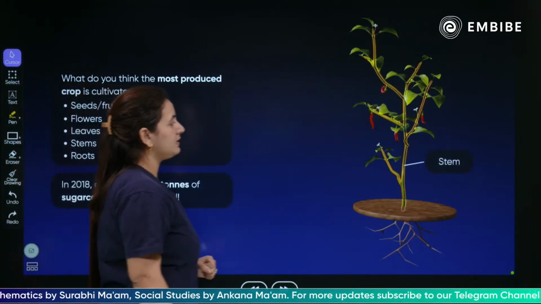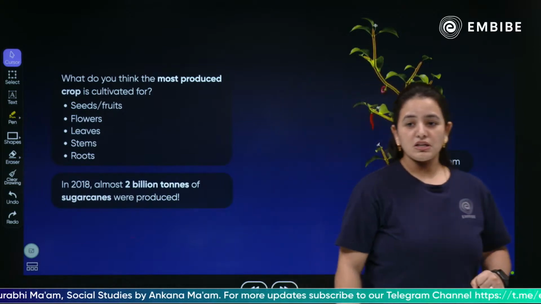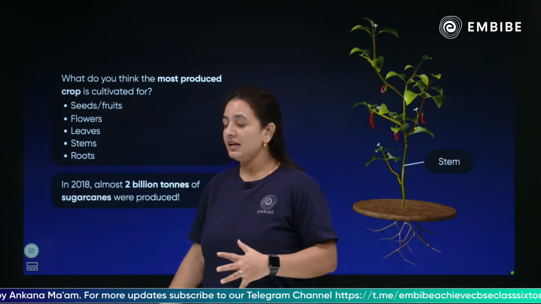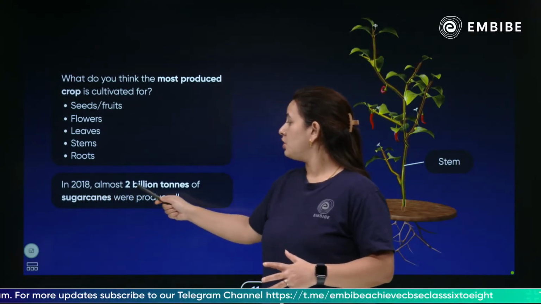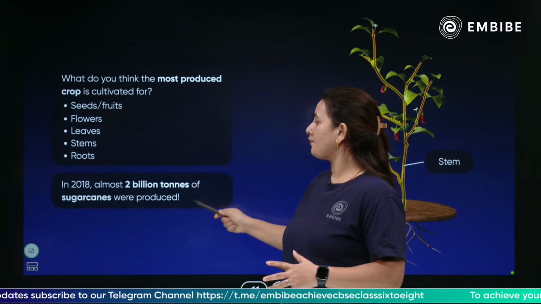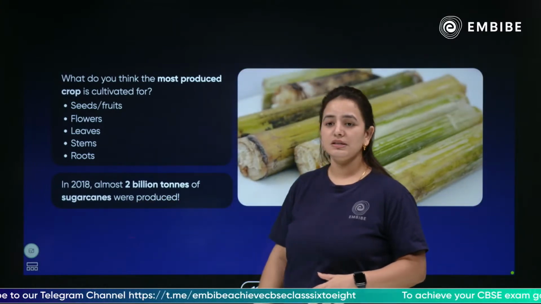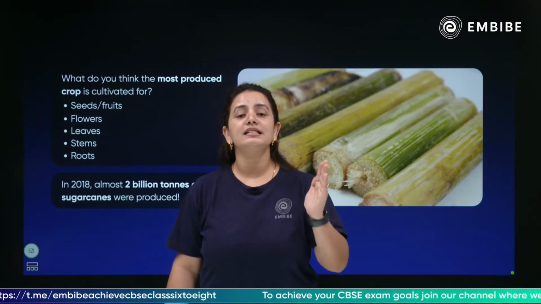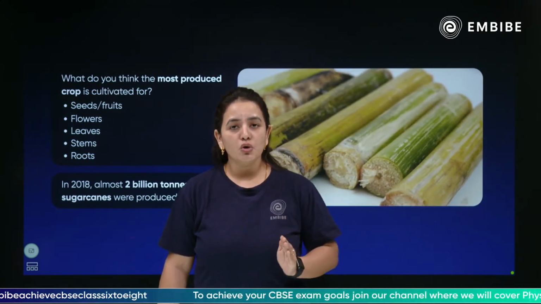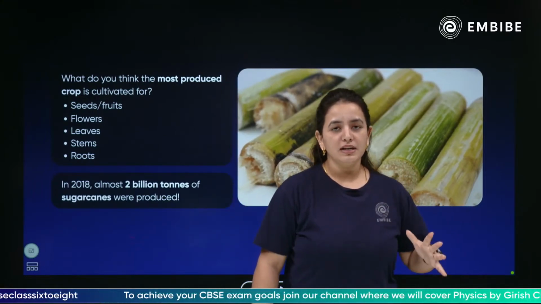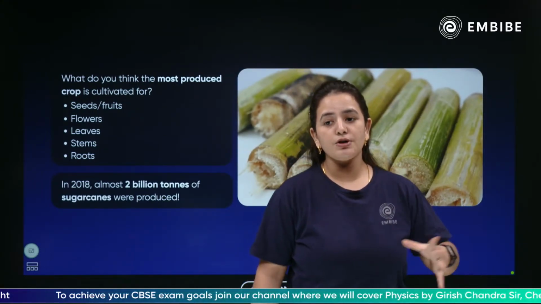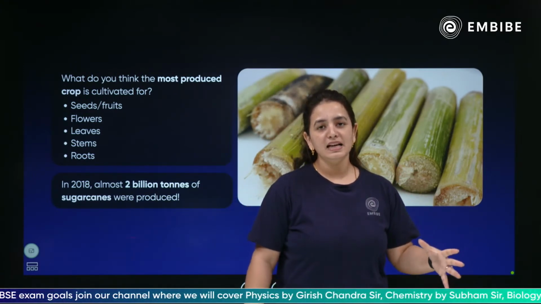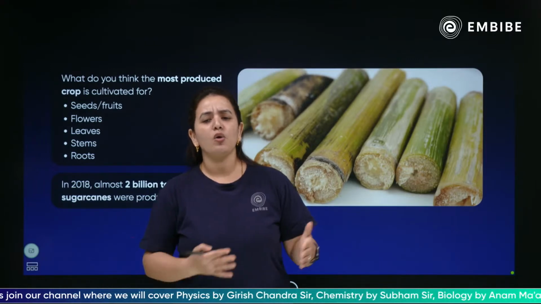As I click it, children, yes, the most cultivated part of the plant is the stem. In 2018, almost 2 billion tons of sugarcane was produced. Sugarcane is what? Have you seen sugarcane? Sugarcane, children, is a stem. So the stem, in the form of sugarcane, was cultivated and utilized the most in 2018, according to the data.